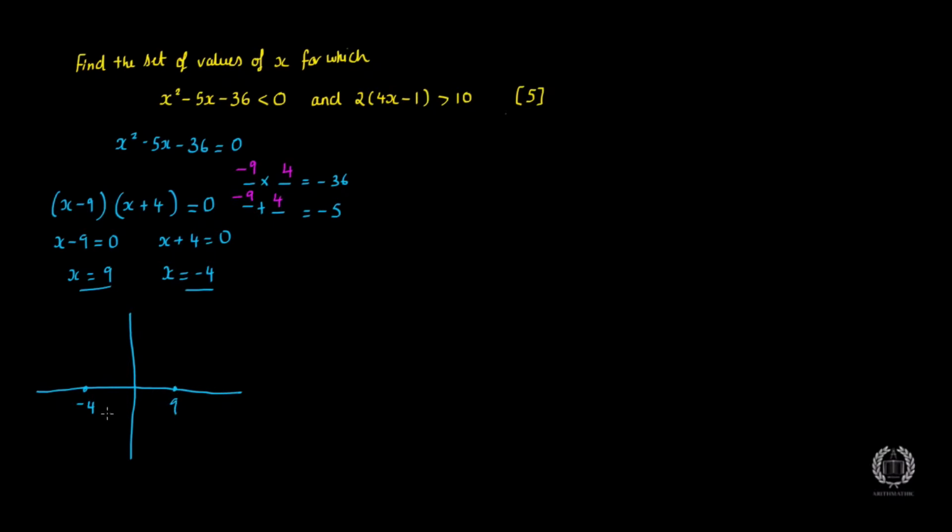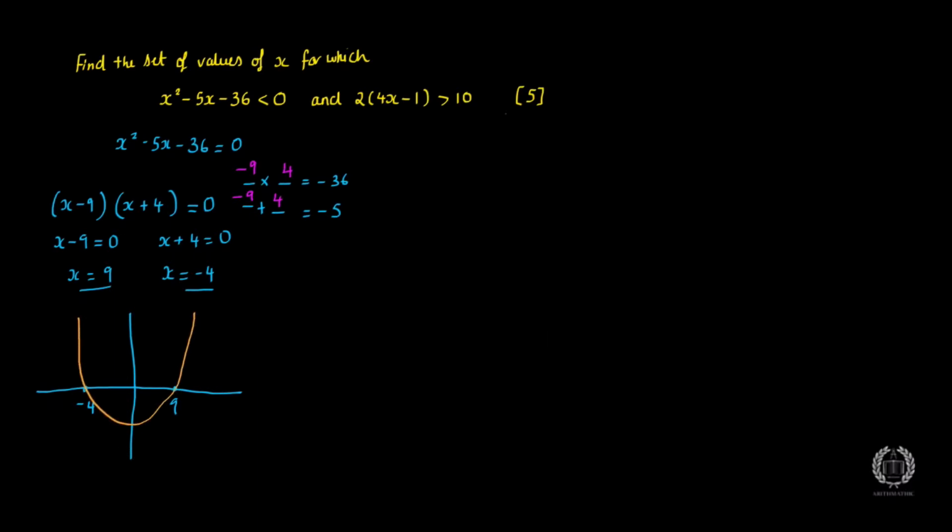Again, it doesn't have to be accurate, it's just the points. Now you should know an x squared graph, right? A positive x squared graph is a U shape or a smiley face. So you should know, okay, this is going to be a smiley face that is going to go through the 2 points, minus 4 and 9. So my graph is going to be something like this.